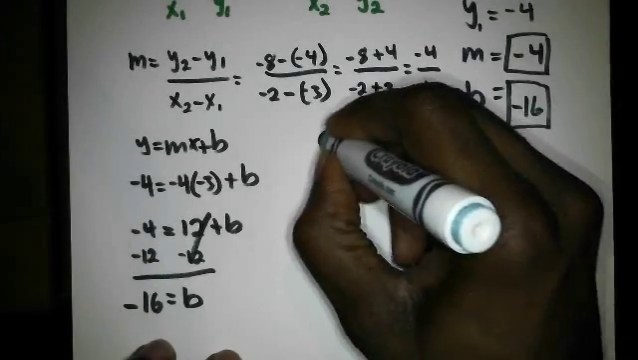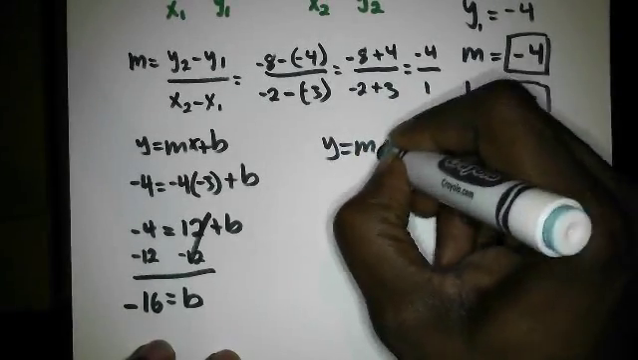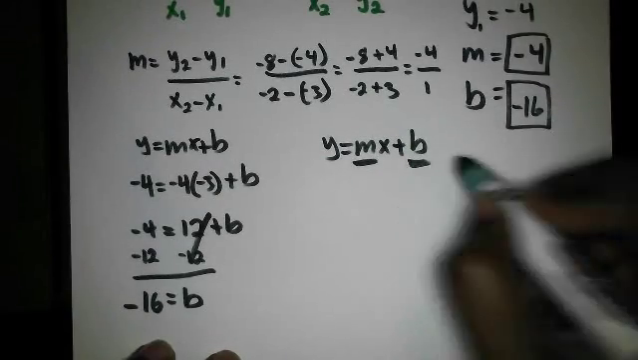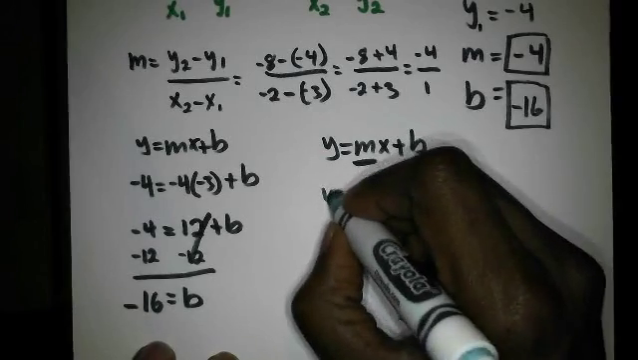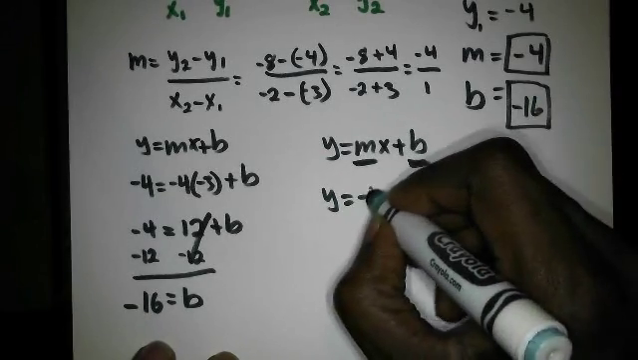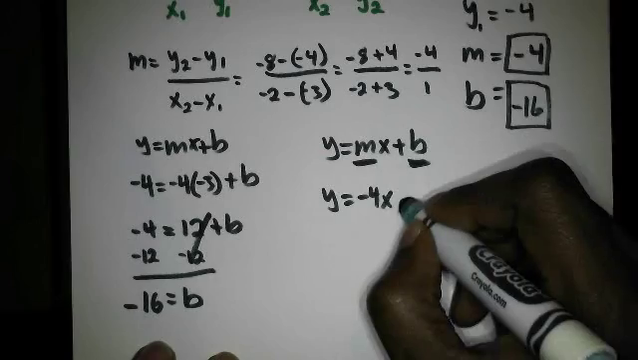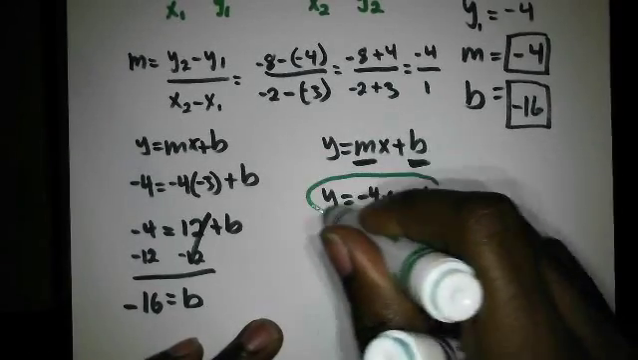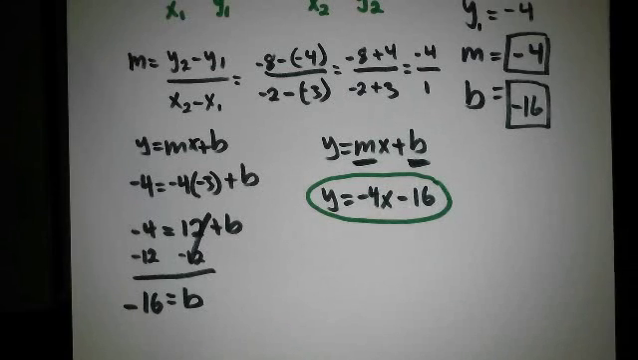The last thing we're going to do is we're only going to plug in m and b. So this and this is what we're only plugging in. So y is equal to negative 4x minus 16. And there you have it. Hopefully you got the right answer. If you did, congratulations. Good job. And that is all for the video.